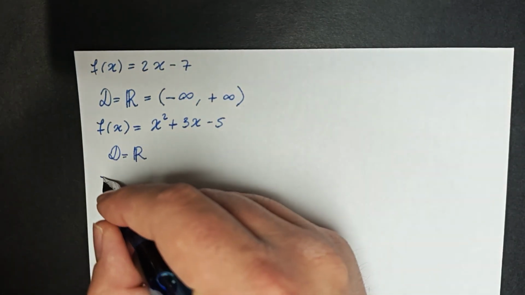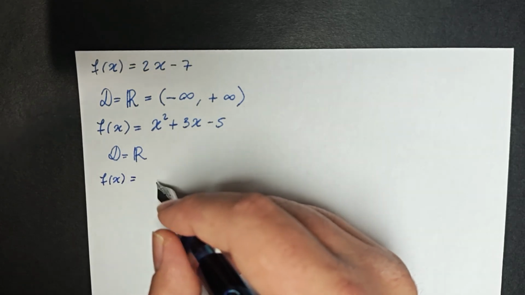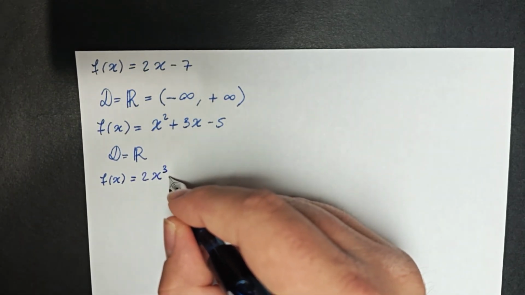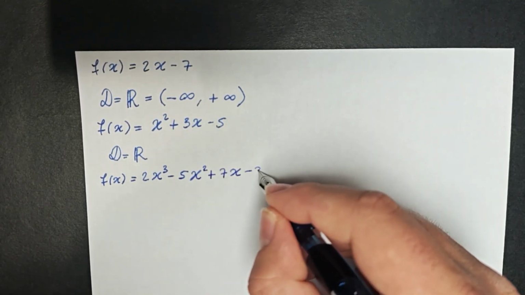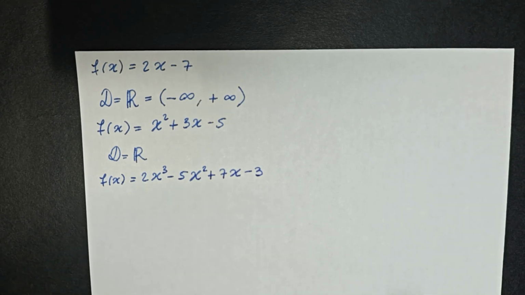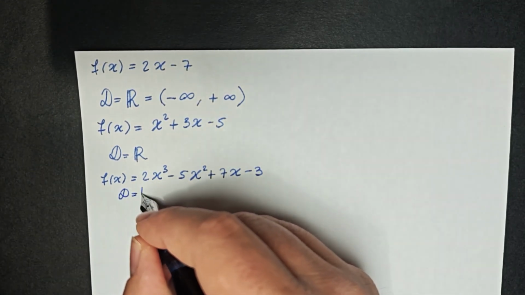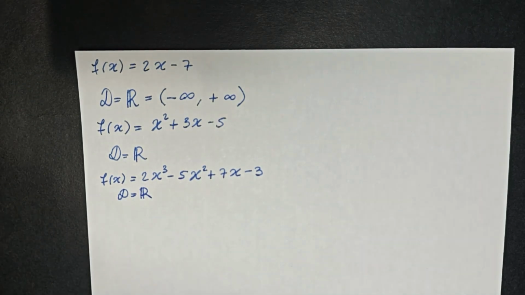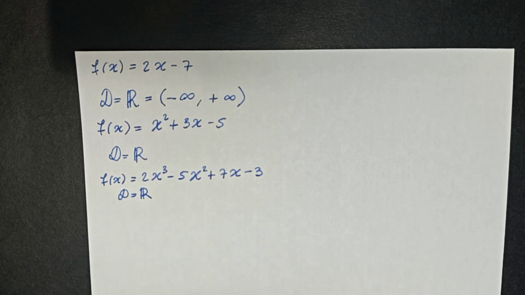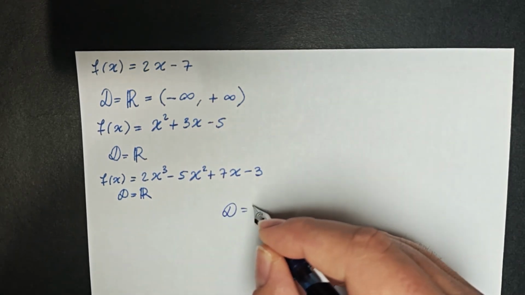If you are dealing with a polynomial function such as f of x defined as 2x cubed minus 5x squared plus 7x minus 3, the domain is again the set of all real numbers, the set R. So if you look at the definition of the specific function that you are dealing with, if there are no fractions, square roots, logarithms, or some trigonometric functions, so if you have a simple polynomial function, the domain is going to be the set of all real numbers.